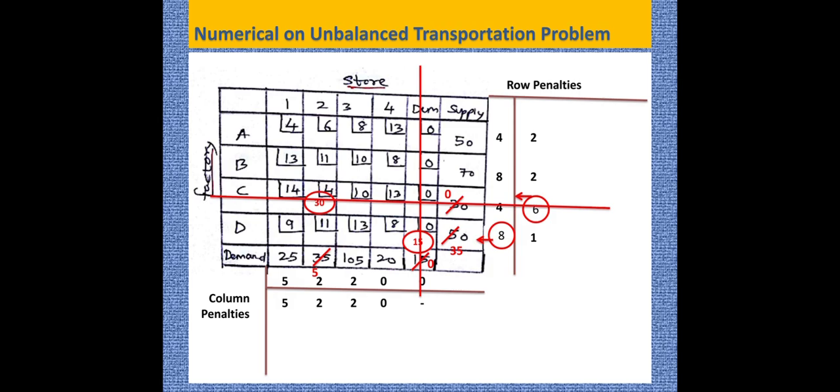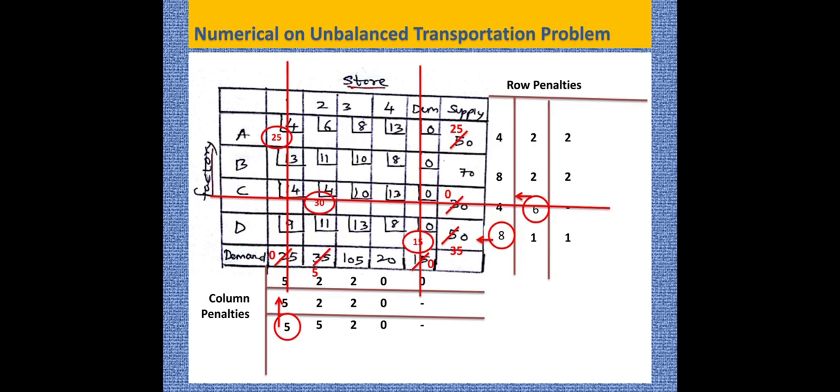Again we go calculating the row penalties and column penalties. So here in column penalties, again there is a tie, 5 and 5. Since least cost is occurring in this particular column, this will be considered for allocation. So here I compare 25 and 50, supply and demand. Since 25 is minimum, that will be allocated there, and it will be reduced from supply and demand. So 50 minus 25 is 25, 25 minus 25 is 0. So now that particular column gets eliminated.